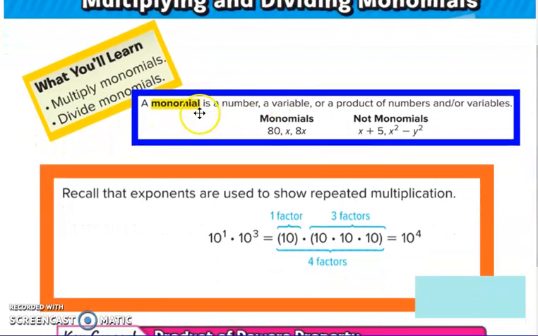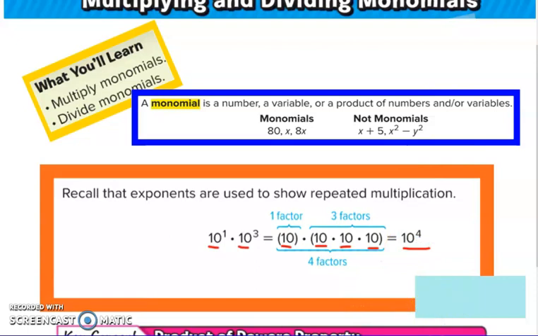Okay, so now we know what a monomial is. So now we're going to talk about how we multiply them. So this right here is a monomial, that one's a monomial. And so when you go and multiply them, let's look at this. We can actually notice that 10 to the first power is just a 10. And 10 to the third power is 3 of those. They've all got the same exact base, and that's really important for us to recognize. They have the same exact base, and so now you've got 4 of them. So your answer is going to be 10 to the 4th power.